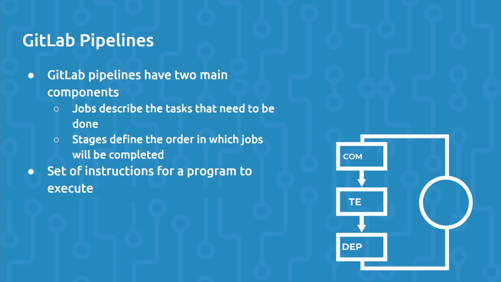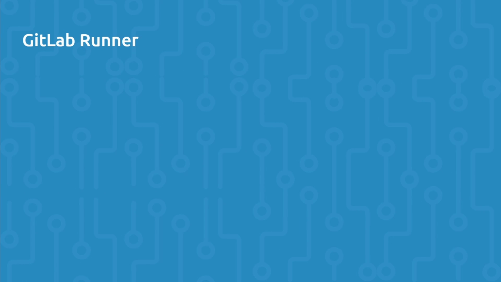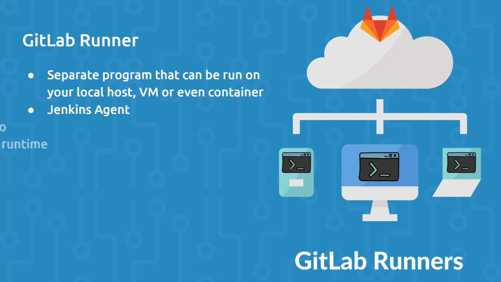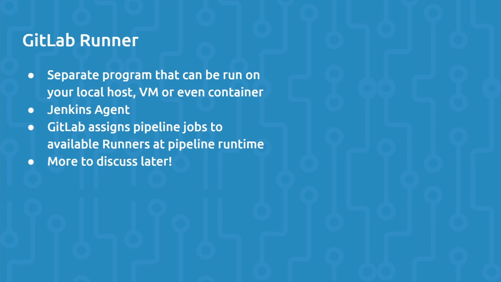And the program that executes jobs in a GitLab pipeline is called a GitLab runner. GitLab Runner is a separate program from the GitLab application itself, and you can run GitLab Runner on your local machine, a VM, or even a Docker container. It is similar to the concept of a Jenkins agent. At pipeline runtime, GitLab assigns pipeline jobs to available GitLab runners. There's more to discuss about runners, but I'll cover that once we get into the pipeline creation. Now that we've covered GitLab CI/CD and its key concepts at a high level, let's start creating our first pipeline.